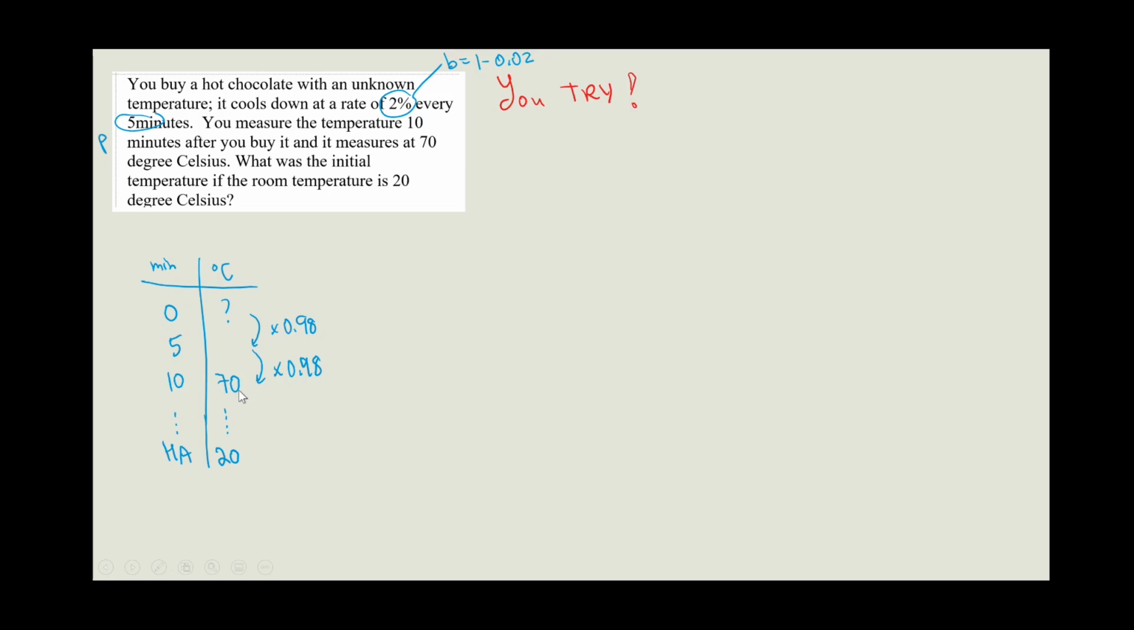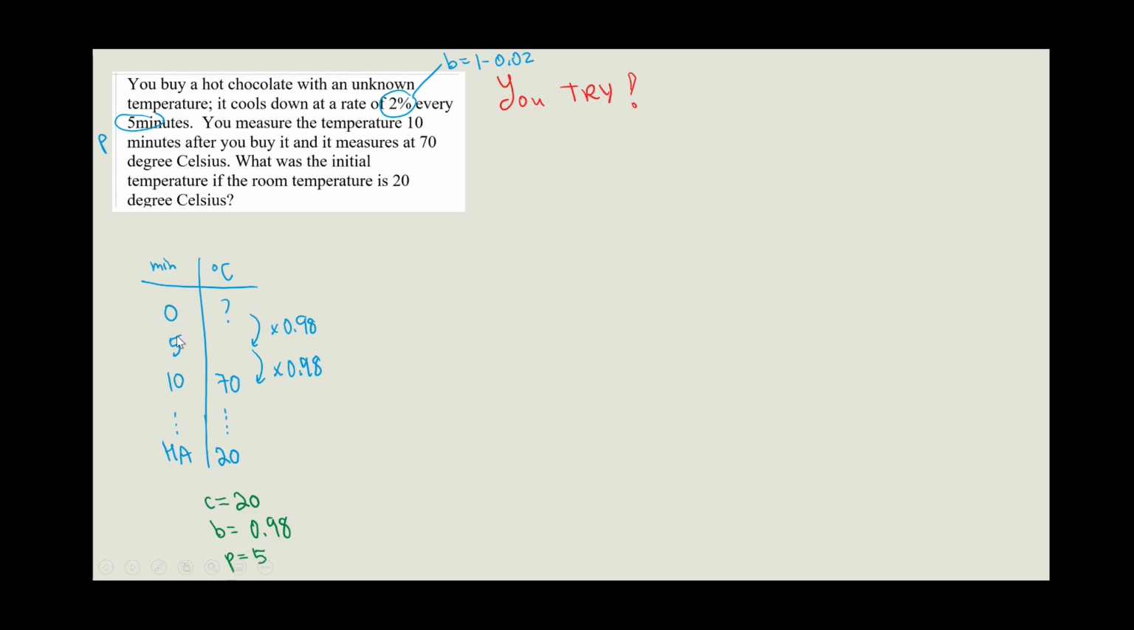the temperature is 70 degrees Celsius. And we know that as you leave the hot chocolate in a room, it's going to level off to the room temperature. So the leveling off horizontal asymptote will be the 20 degrees Celsius of the room temperature. Another thing that we figured out up here is that the base is 1 minus 0.02. So even though we don't know what the starting value is, we know that this ratio is 0.98, and that 0.98 is every 5.